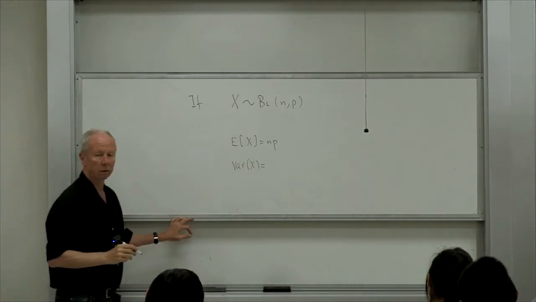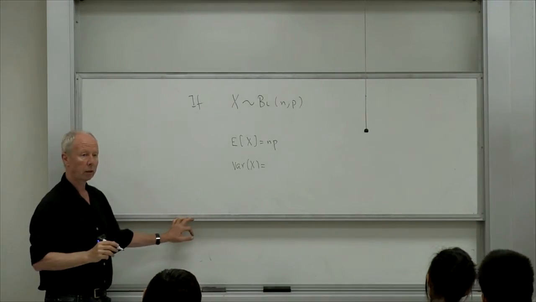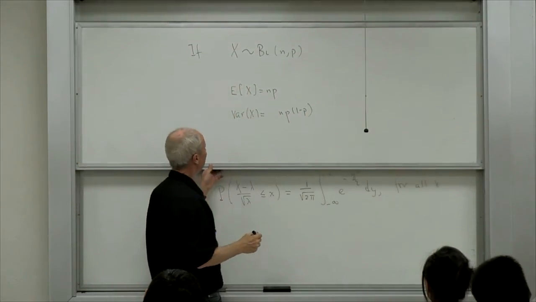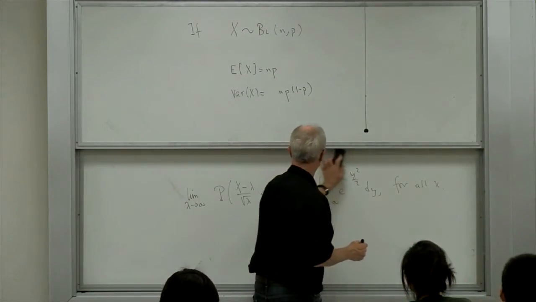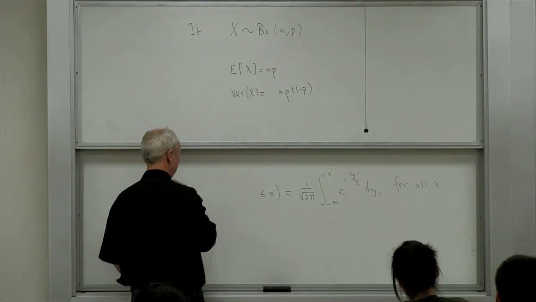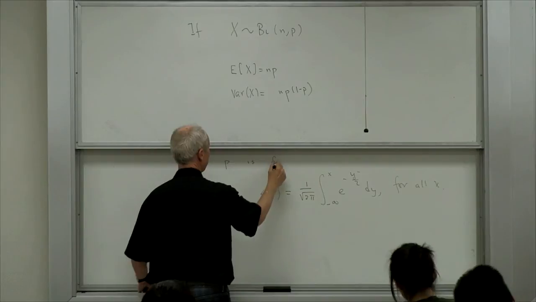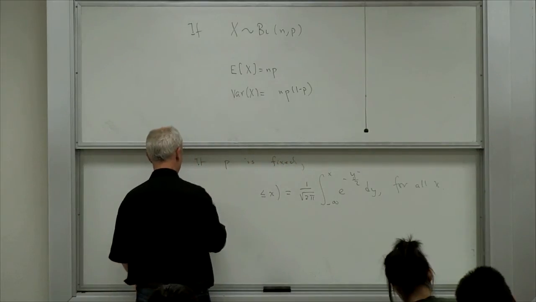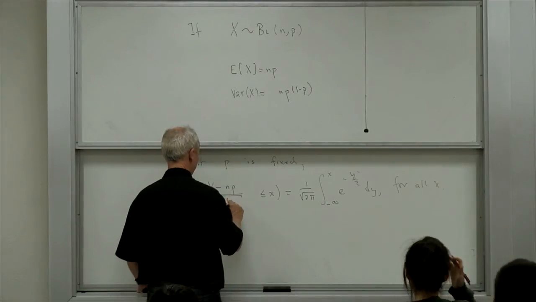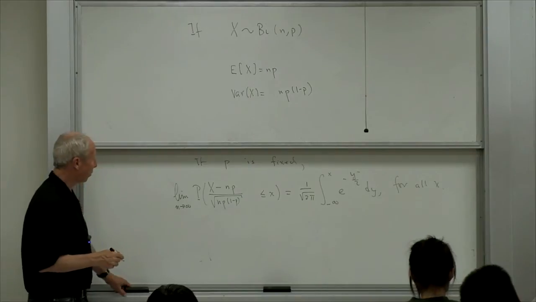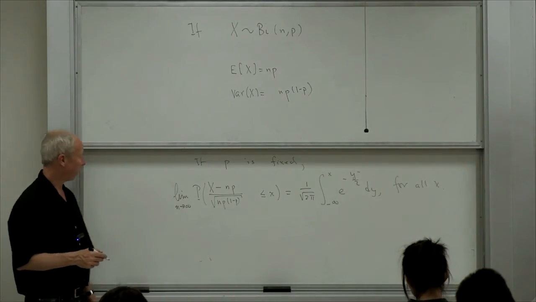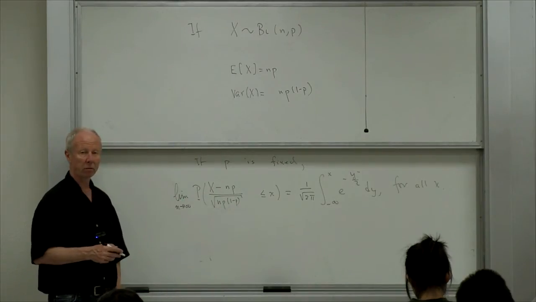What's the variance of x? If p is fixed, and x is binomial with parameters n and p, then this suitably centered and scaled random variable has an asymptotically normal distribution.